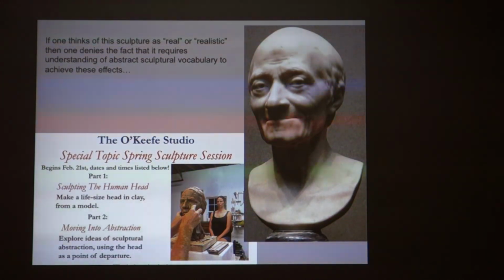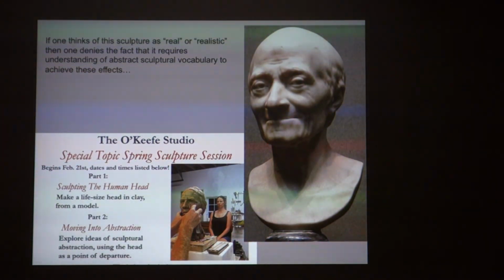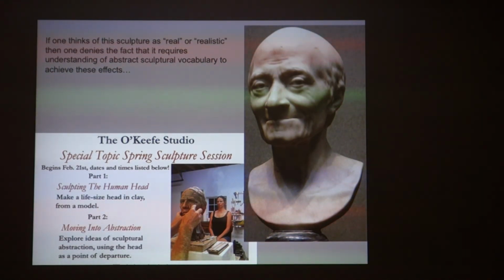And so, you know, when people think of this type of sculpture, they think of these terms real and realistic, right? And so I'm going to talk about these terms, real and realistic, in relationship to the term abstract or abstraction. And so we're going to think about where the edges of those terms lie in relationship to art. One point I want to make now, and I'll say more about it later, is that if one thinks of this Houdon sculpture as real or realistic, then one at least partially denies the fact that it requires understanding of abstract sculptural vocabulary to achieve these effects. So I'll say more about that eventually.